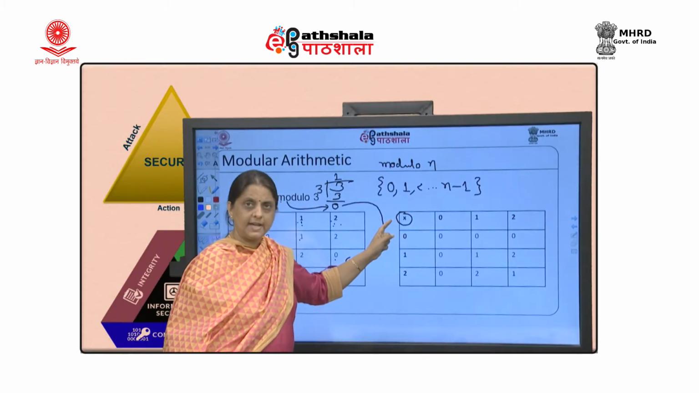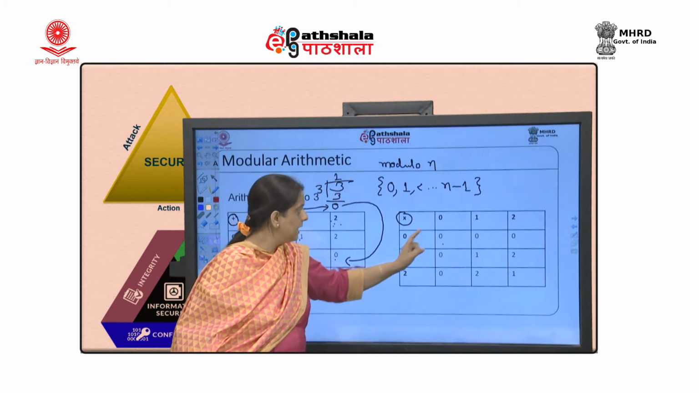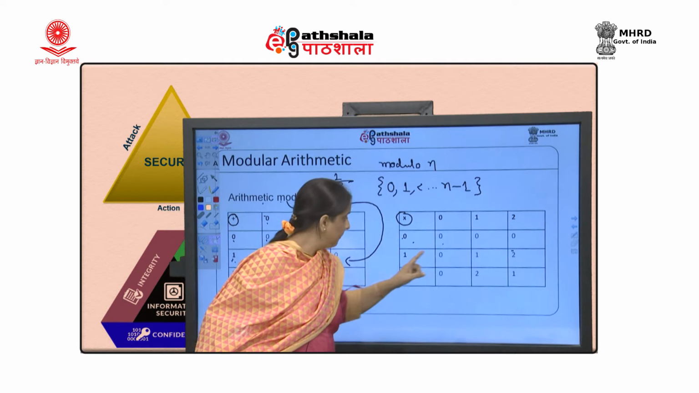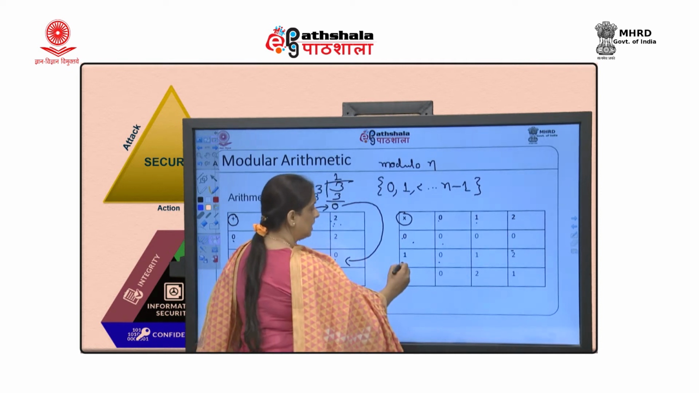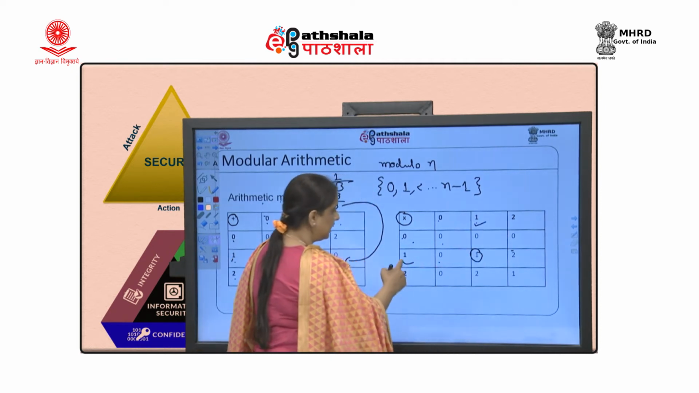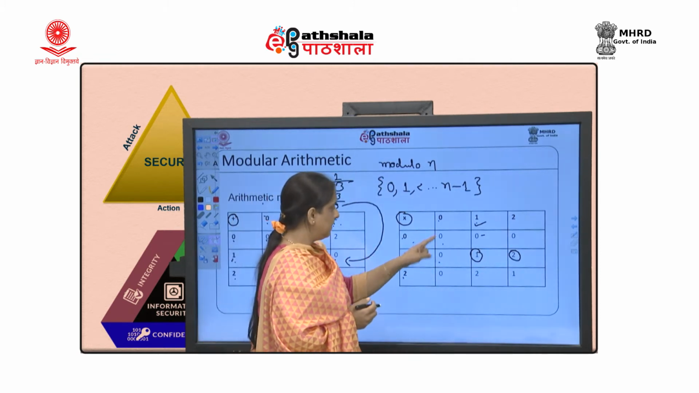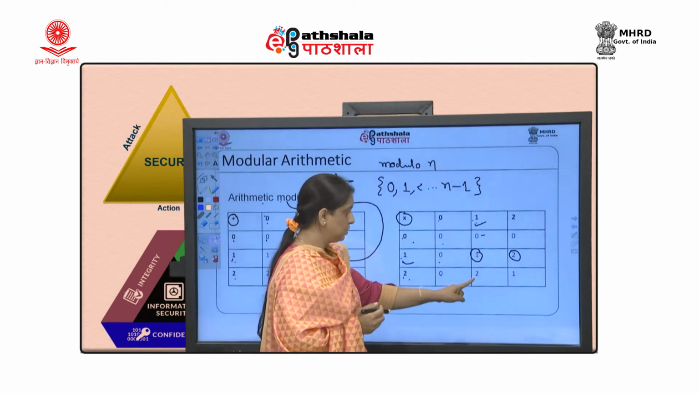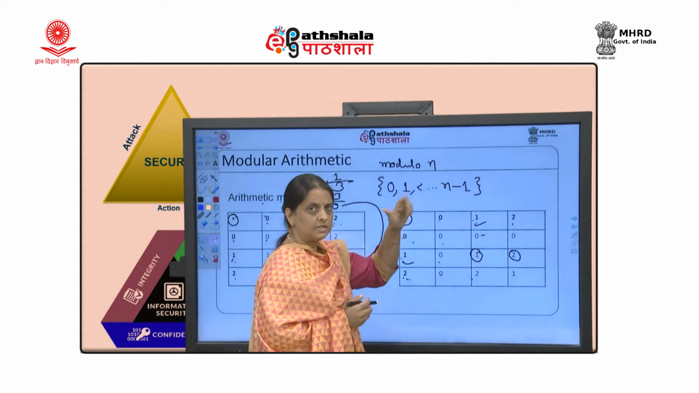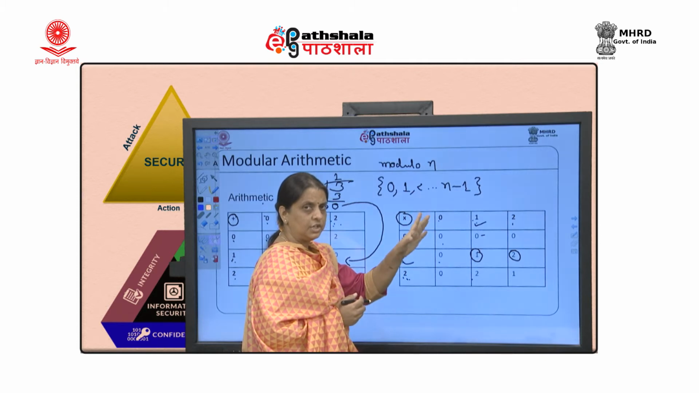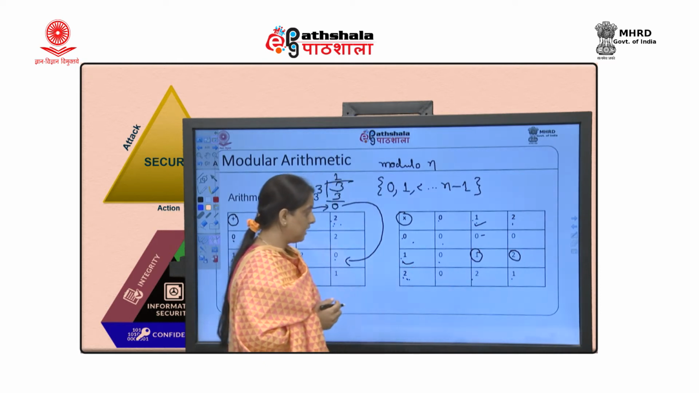Now the same for multiplication. 0 multiplied by 0 will give you 0. Any number multiplied by 0 would result in 0. Here 1 multiplied by 0 is 0, 1 multiplied by 1 gives you 1, and it is reflected here. 1 multiplied by 2 results in 2. 2 multiplied by 0 is 0, 2 ones are 2, 2 twos are 4, and 4 is out of range because the integer should be 0, 1 or 2. So we perform the modulo operation, 4 modulo 3 gives you 1.